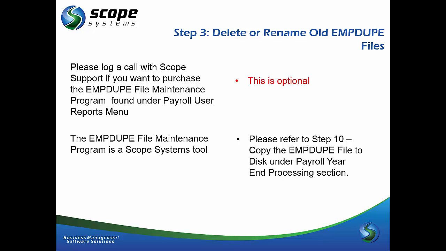Previously, when you were lodging your EMPDUPE file with the ATO by disk, you needed to lodge the EMPDUPE file starting with .AO1 on the end. You don't need to do this anymore because you're lodging electronically now.